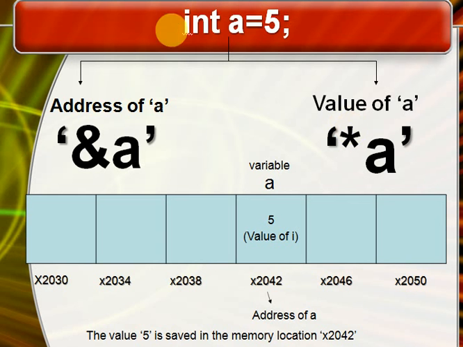Let us discuss initialization of a variable, that is int a = 5. Then the two operators applied on a show that &a is the address of a, and *a is the value of a. These are addresses of memory locations. The variable name is the name of this memory location containing the value 5, that is the value of a. The value of a is stored at location 2042.